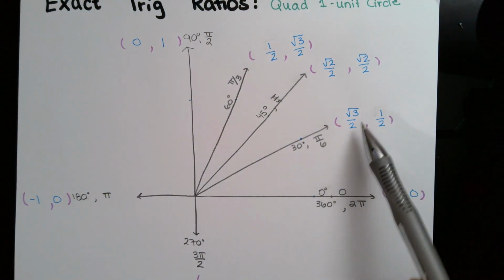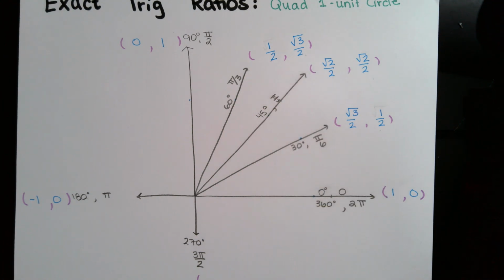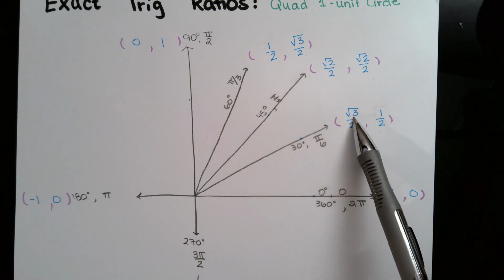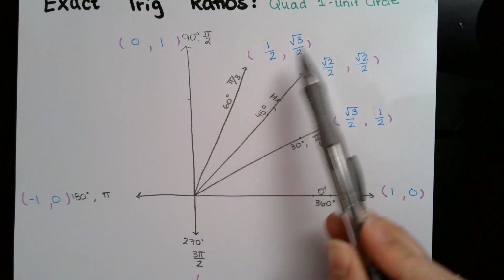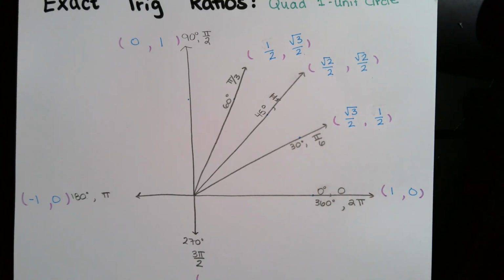So again, pattern. Divided by 2, divided by 2, divided by 2, divided by 2, divided by 2, divided by 2. Okay. Then we have the square root of 3, square root of 2, square root of 1, square root of 3, square root of 2, square root of 1. Now these all come from your 30, 60, 90 triangle, your 45, 45, 90 triangle. That's where this is coming from with the hypotenuse of 1.